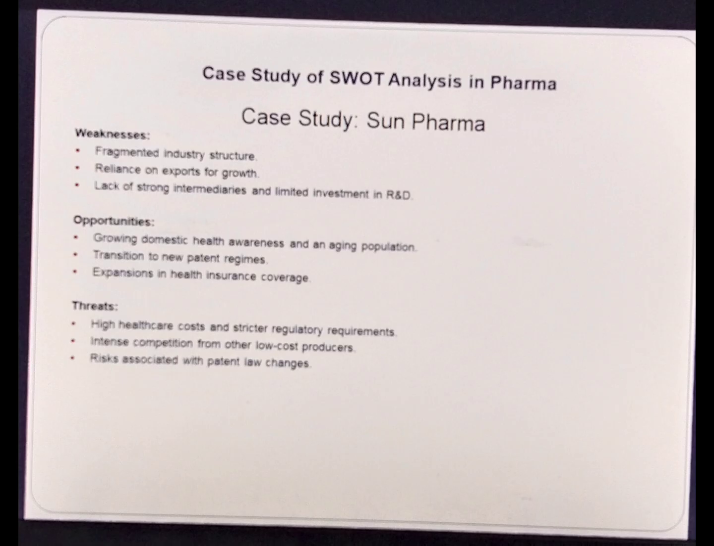Journal: Pharma industry analyzed in the Indian context. Strength: low production cost and a large production capacity, skilled and large workforce, an untapped domestic market. Weakness: fragmented industry structure, reliance on exports for growth, lack of strong intermediates and limited investment in R&D. Opportunities: growing domestic health awareness and aging population, transition to new patent regimes, expansion in health insurance coverage. Threat: high healthcare cost and stricter regulatory requirements, intense competition from other low-cost producers, risks associated with patent law change.